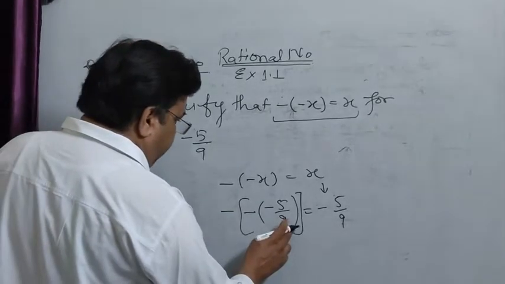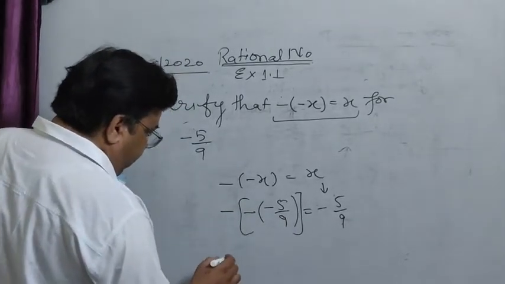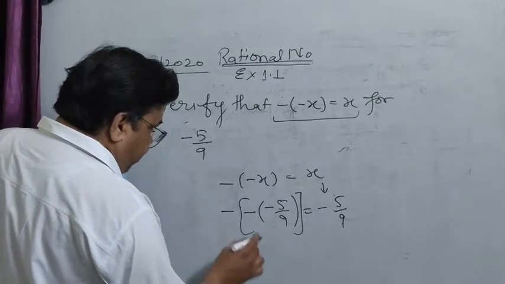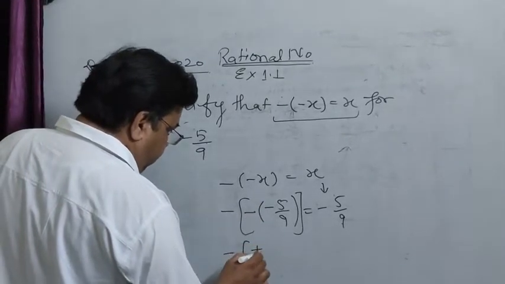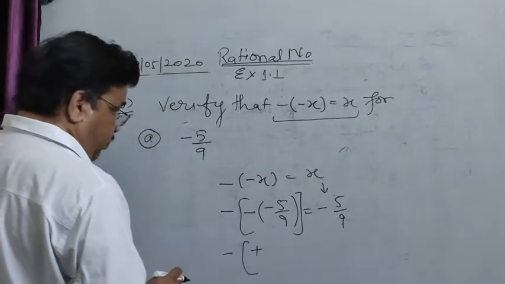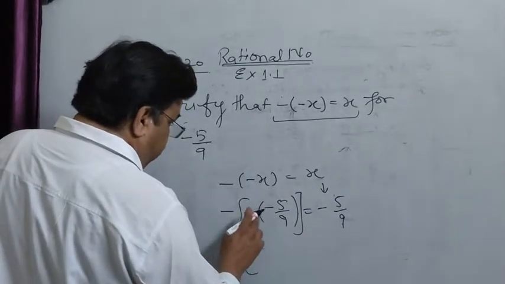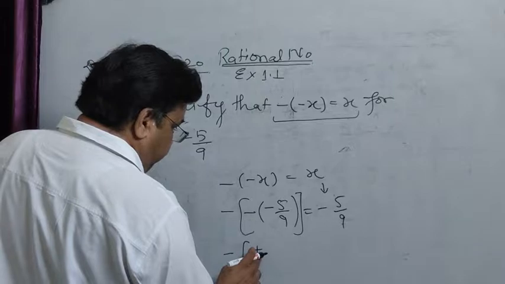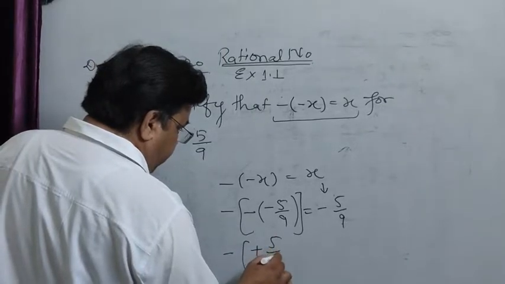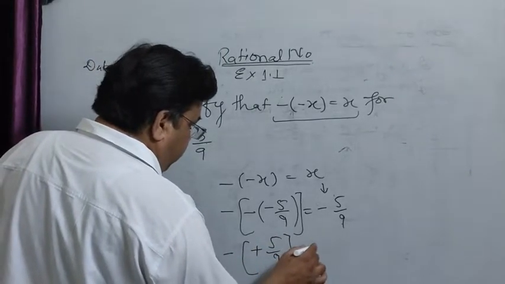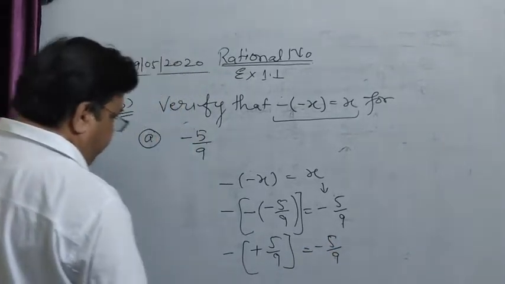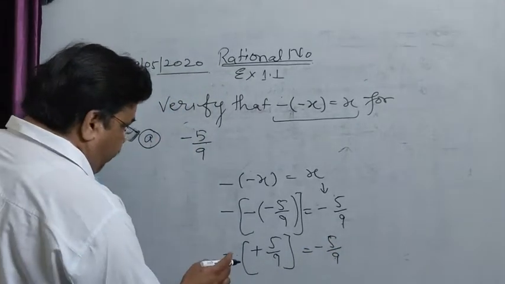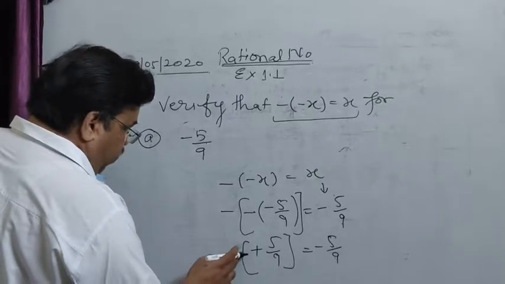First of all, open the inner bracket, means the small bracket. Minus into minus you can solve easily. Minus into minus becomes positive. And now write the right side the same. Now open this bracket.